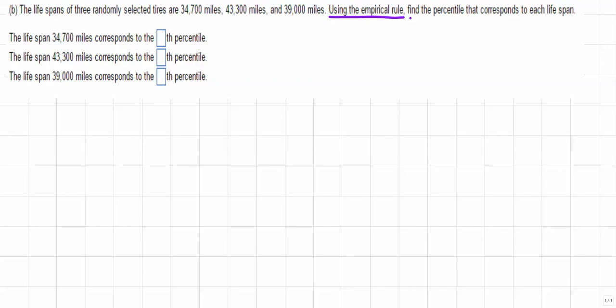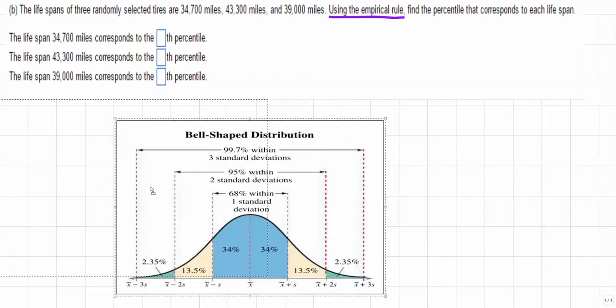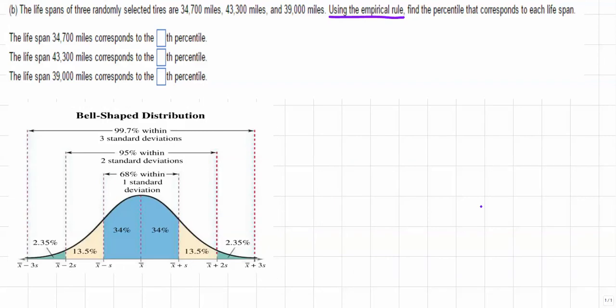So what does the empirical rule mean? Well, first off, let's look at a bell-shaped distribution, because that assumption was made at the beginning of the problem. And what we're going to do is look at the statements that go along with the empirical rule. We know from the empirical rule that 68% of our data values fall within one standard deviation from the mean. Notice that it's split up to 34% on the left and 34% on the right of the mean.